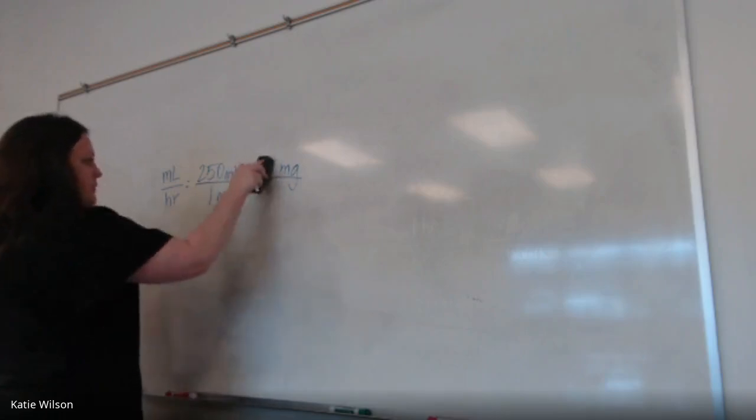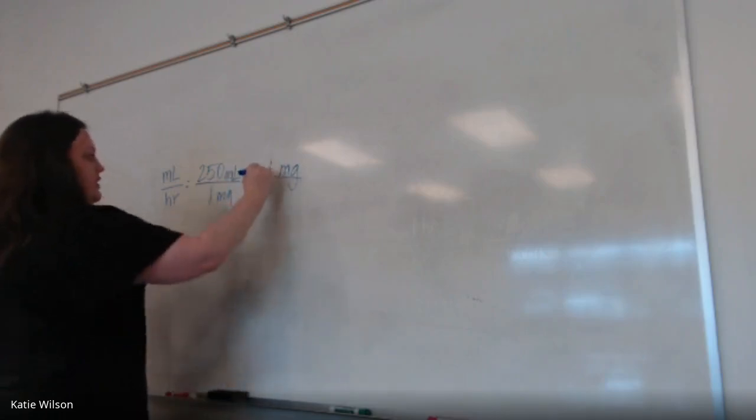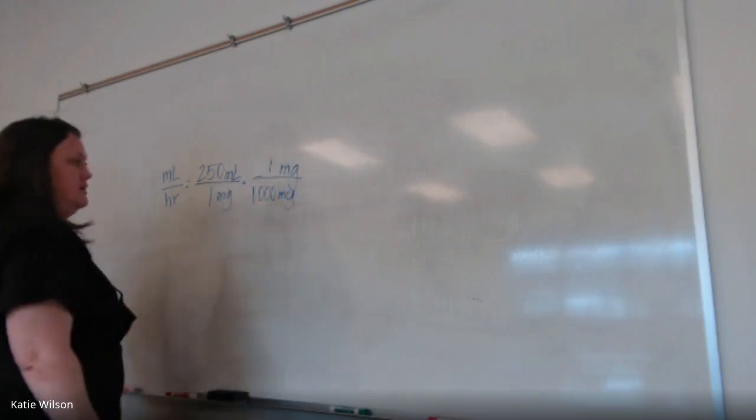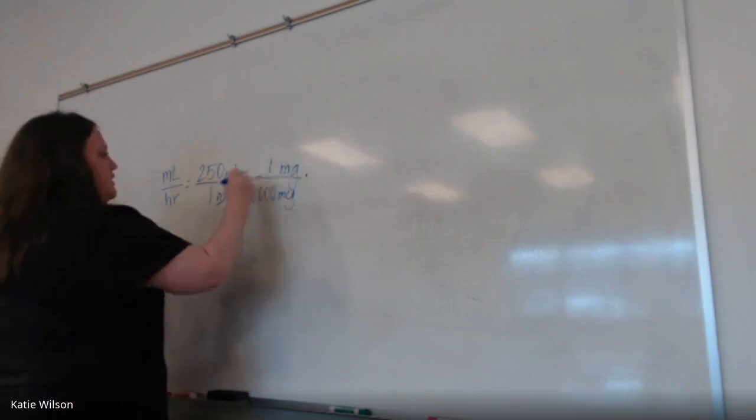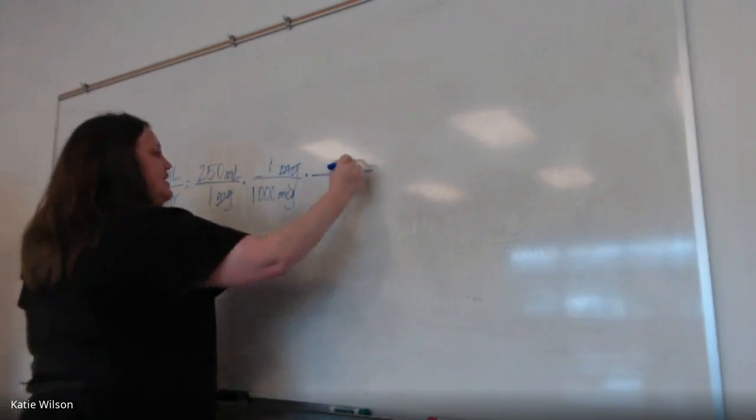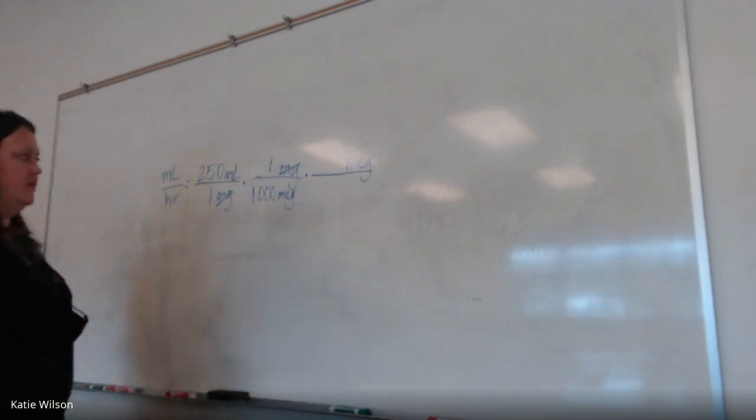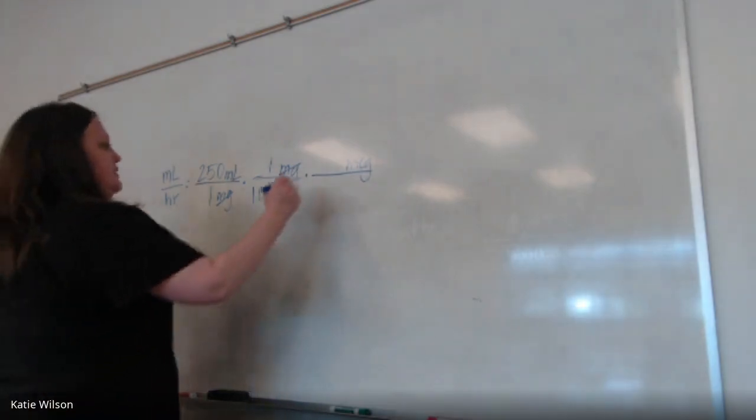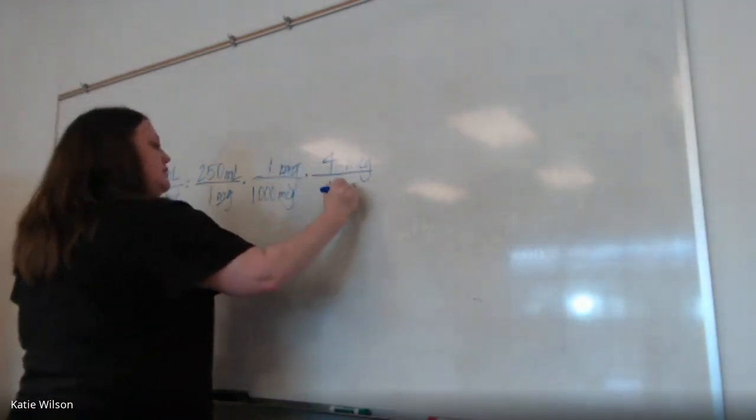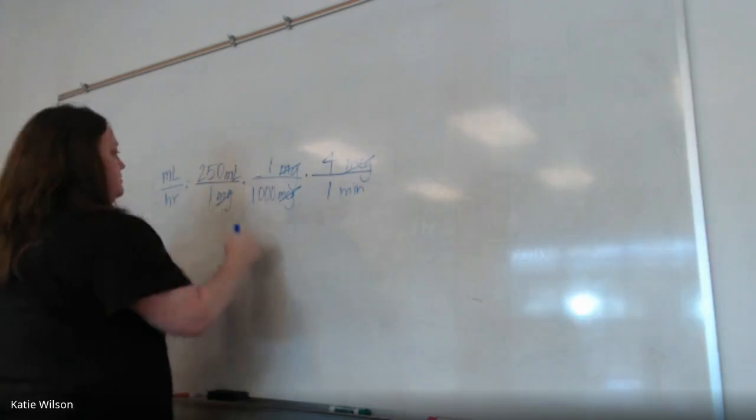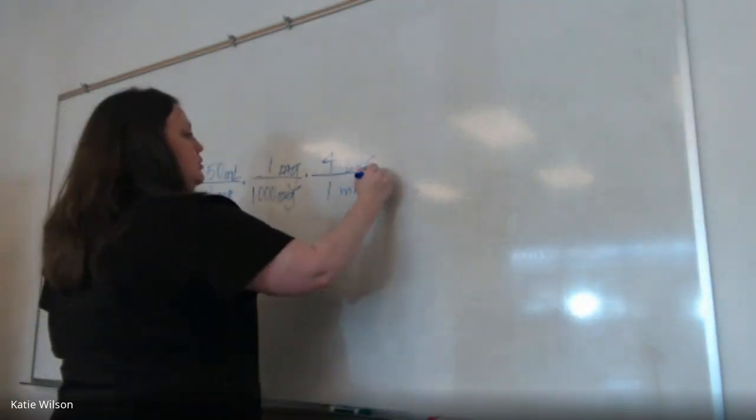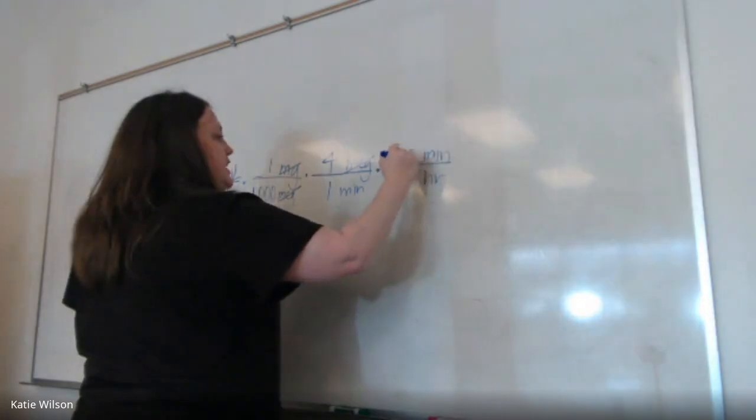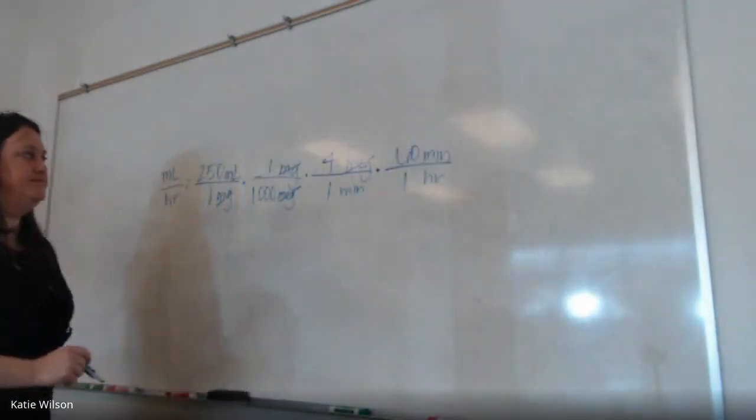No. You're backwards. 1 milligram to... Okay. That got rid of milligrams. Now, what do I know about micrograms? 4 micrograms for a minute. That got rid of micrograms. Mils on top, minutes on bottom. What do I want on the bottom? Hours. Put that conversion, 60 to 1.